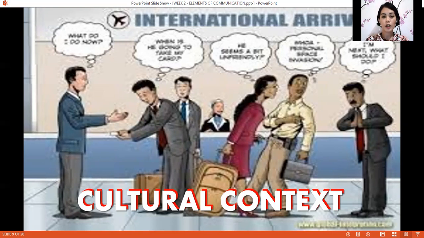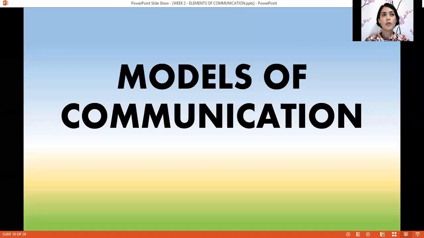Okay, let us proceed now. So those are the elements of the context, the different contexts, which affects the message or the communication process. I hope that is good. This time, let us go to the models of communication.